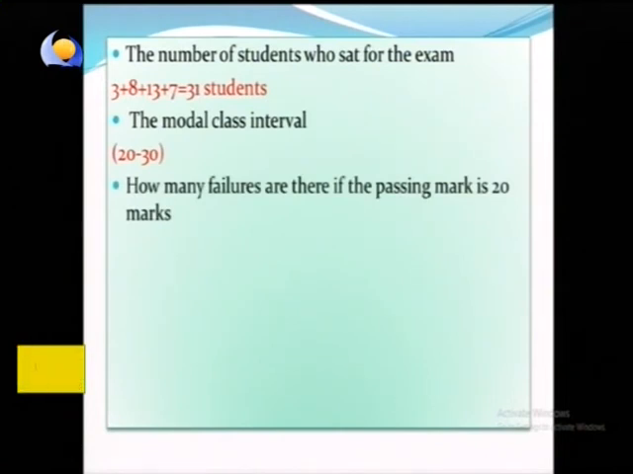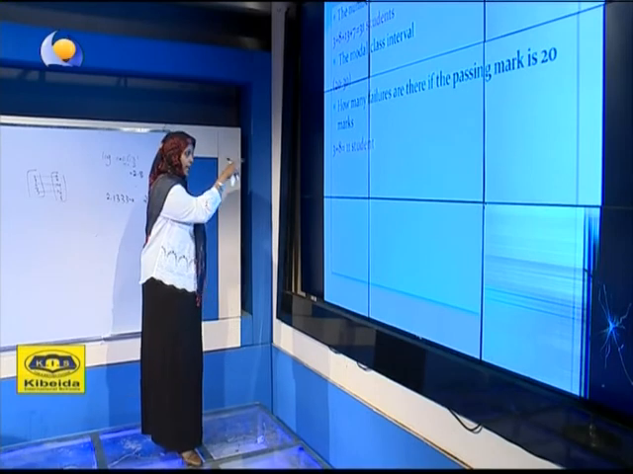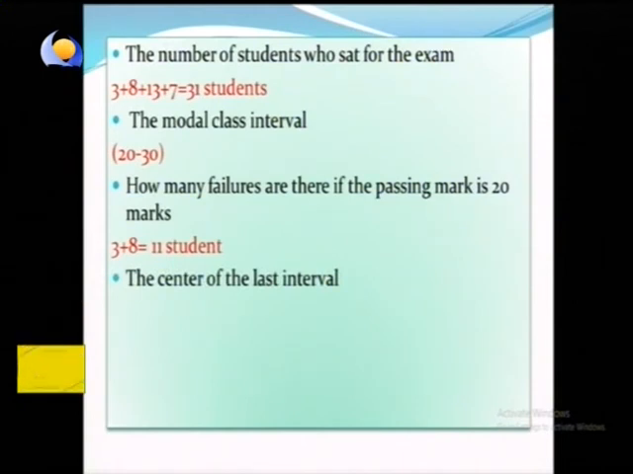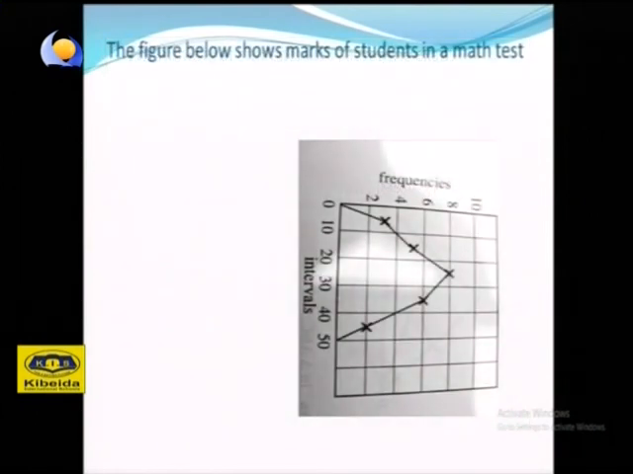How many failures are there if the passing mark is 20 marks? From the table also, the students from 0 and less than 10 were 3, and the students from 10 and less than 20 were 8, and the sum of them is 11. The center of the last interval, 30 and less than 40: you add 30 plus 40 and divide. The center means the mark in the middle, which is 35.